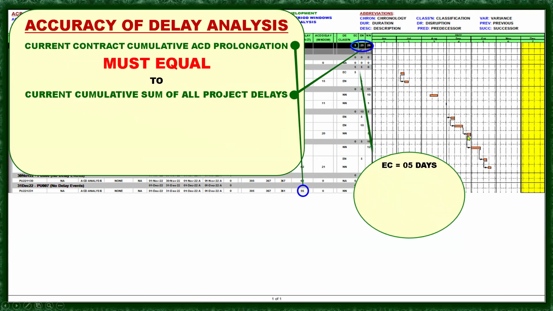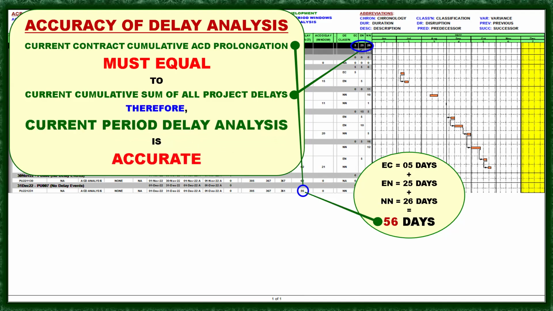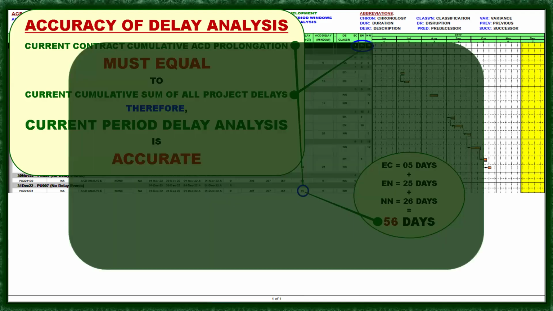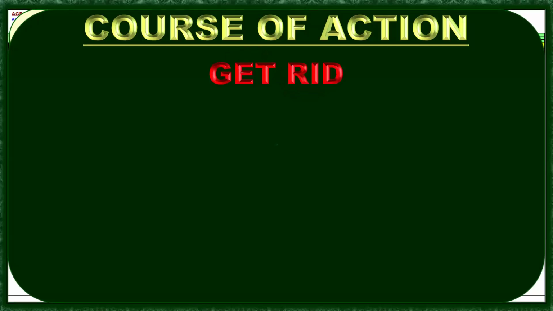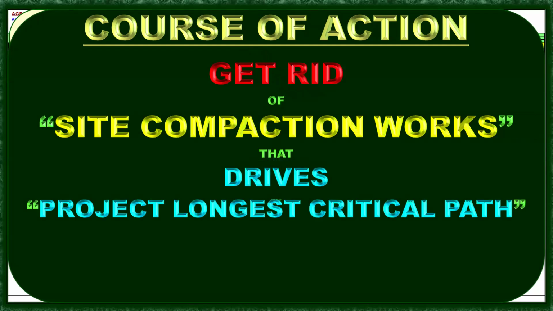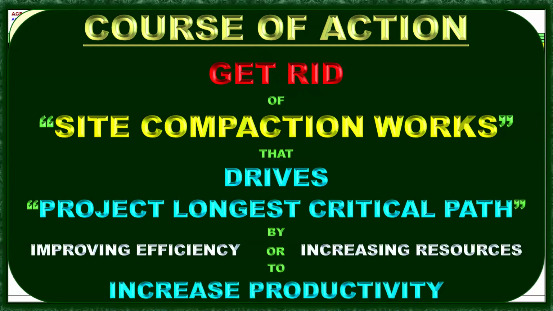Okay. And now, to easily check the accuracy of the delay analysis, we have 5 days plus 25 days of the excusable non-compensable plus 26 days non-excusable non-compensable. It will give you 56 days. Therefore, current period delay analysis is accurate. Okay, next, course of action. Get rid of site compaction works that drive the project's longest critical path, improving efficiency or increasing resources to increase productivity. Okay, let's move to the next period update.